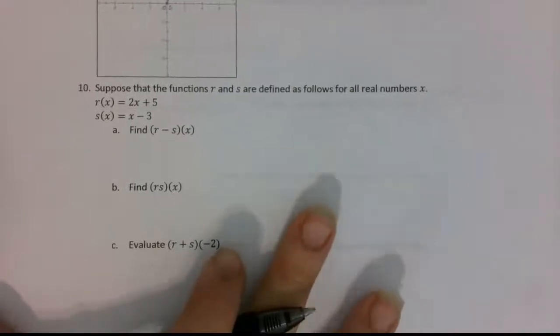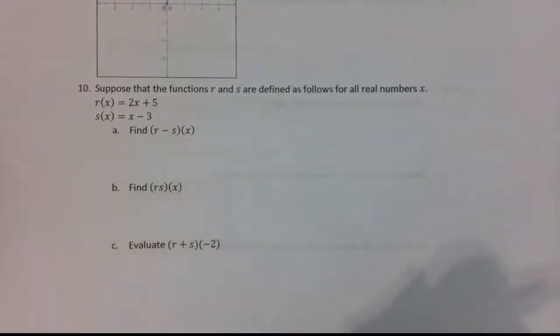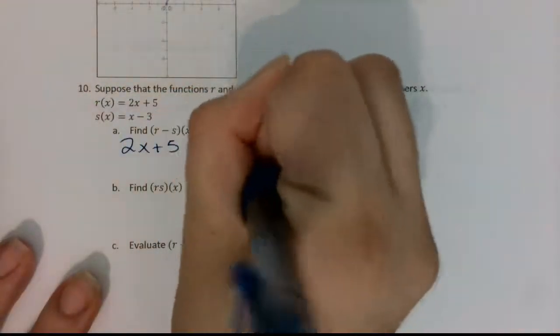Number 10 is giving me two functions, and it wants me to find function operations. For this, it has r of x equals 2x plus 5 and s of x equals x minus 3. The first part wants me to find r minus s. So I'm going to do 2x plus 5 minus x minus 3.